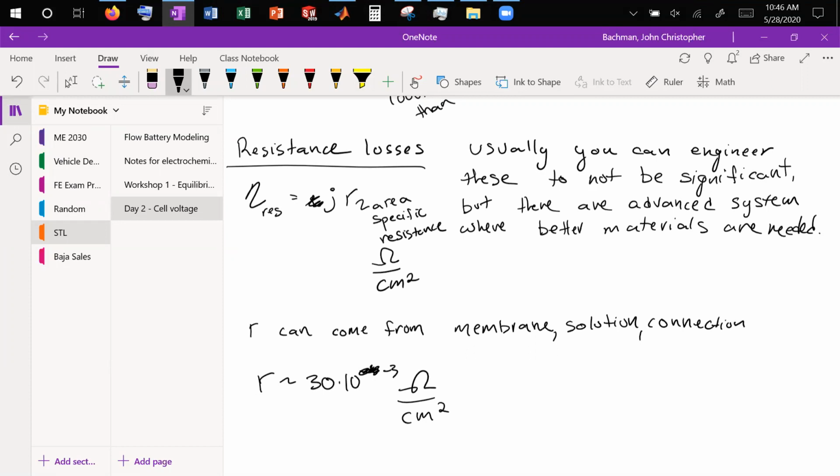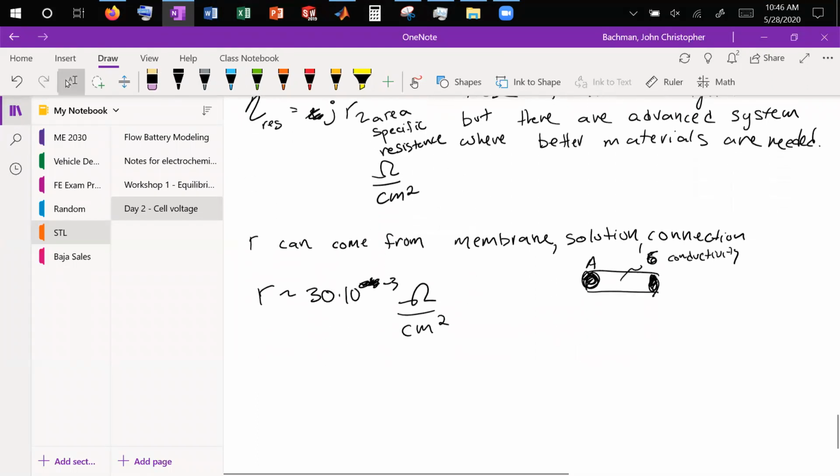You could also, for some sort of area, say cross-sectional area A, you had electrodes on both sides, and this has some conductivity. So it's supposed to be a sigma for conductivity. That the resistance is going to get larger as the length of this gets longer, and the resistance is going to go down as the conductivity increases and as the area increases.